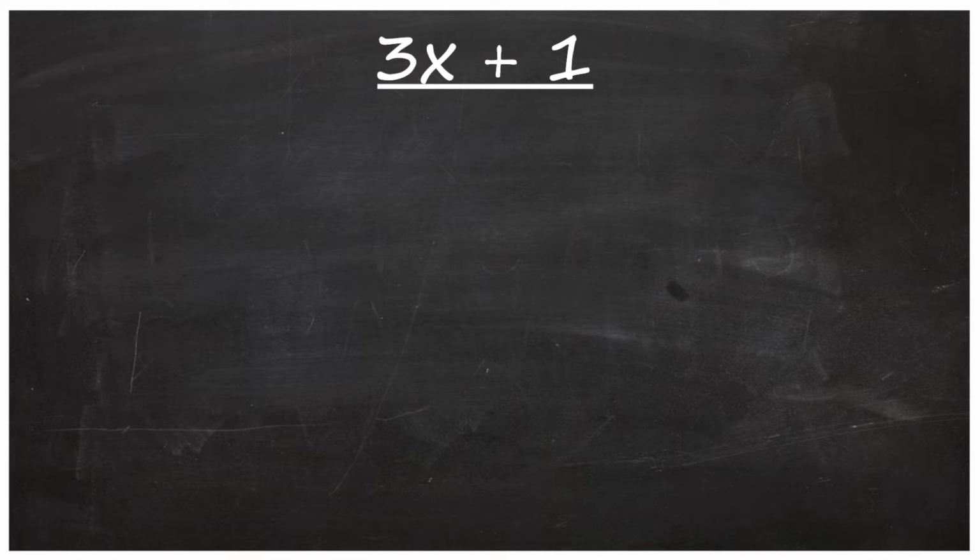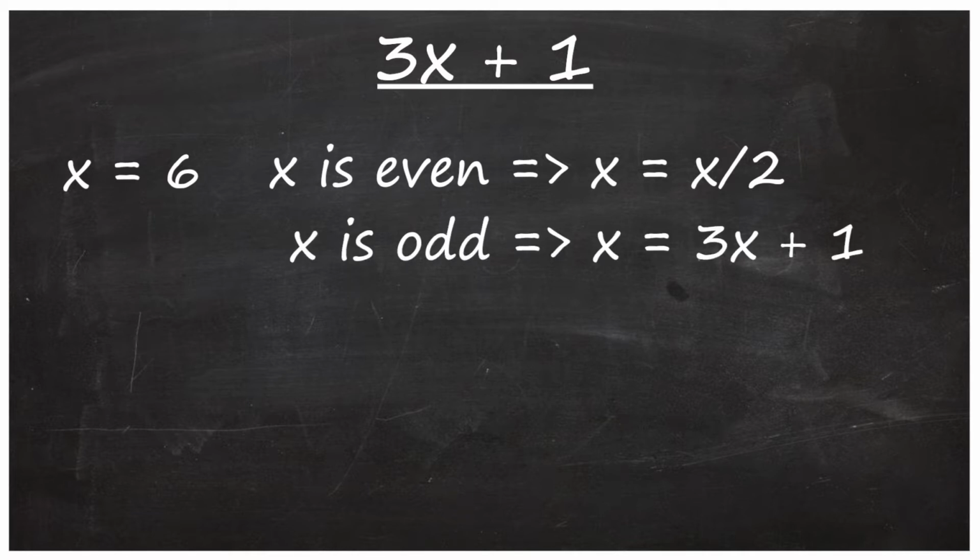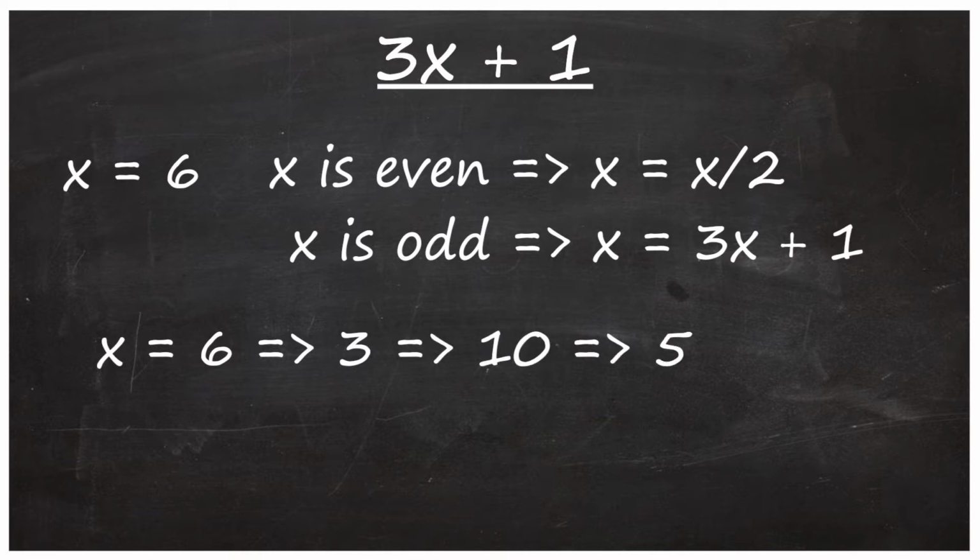So let's start, for example, with the number 6. And then you follow a very, very simple rule. If your number is an even number, you halve it. If it is an odd number, then you calculate the next number in the sequence by tripling it and adding 1. So that's the 3x plus 1. So if we start with our 6, it's even, so we halve it. That gives us 3. 3 is odd, and so we do the 3x plus 1. So tripling it plus 1 is going to give us 10. 10 is even, so we halve it. 5 is odd, so 3x plus 1 is 16.